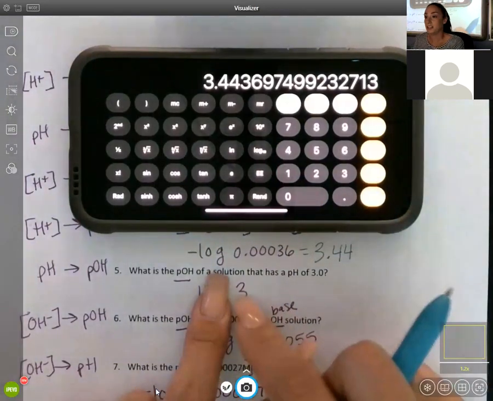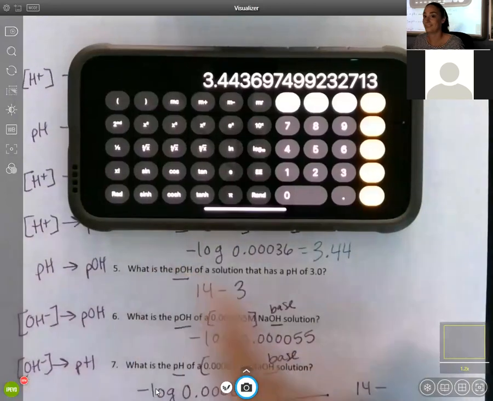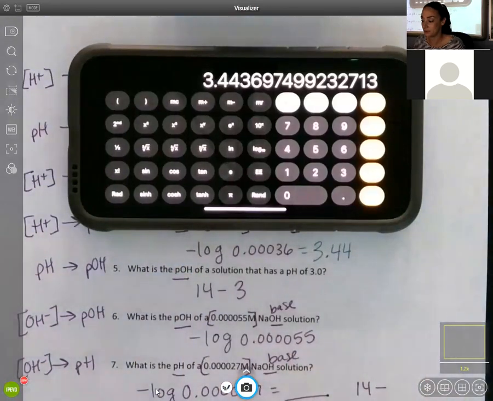So when you're using the online calculator, you type in negative log number. On the iPhone, you type in number log negative. I don't know why, but it's totally backwards. Okay.